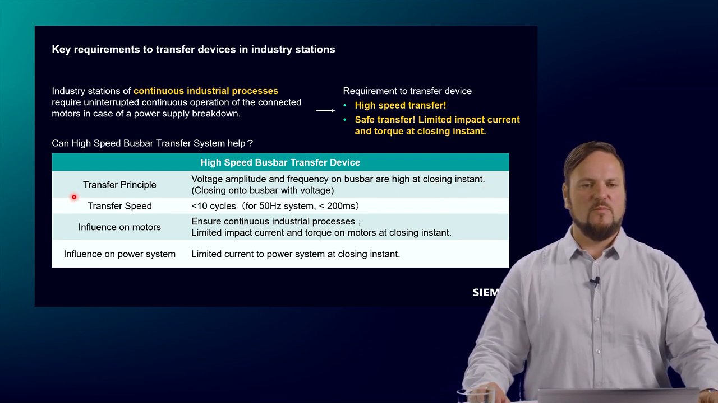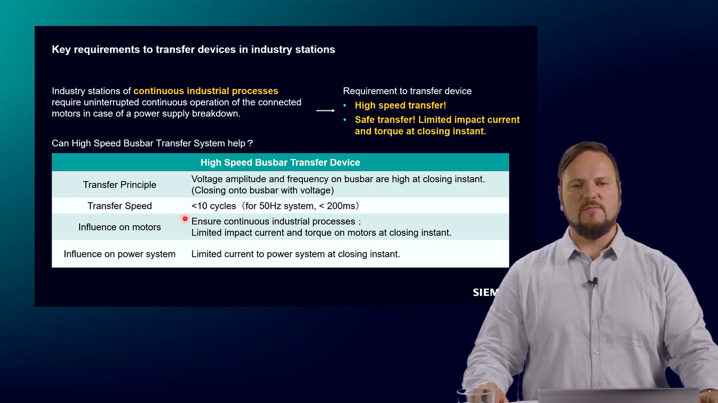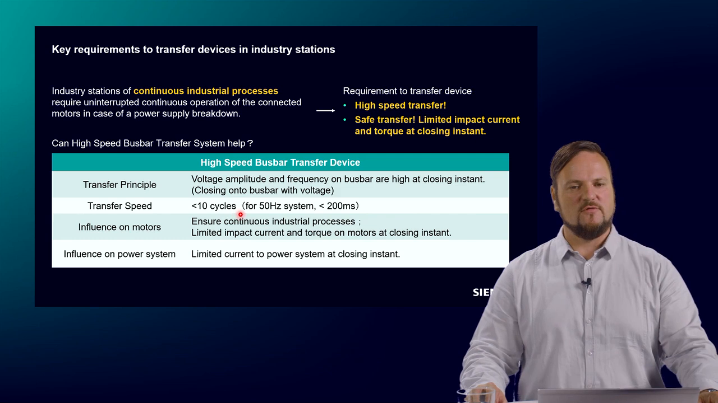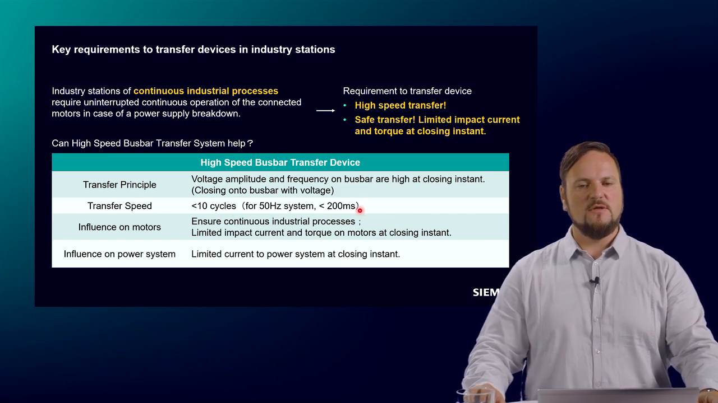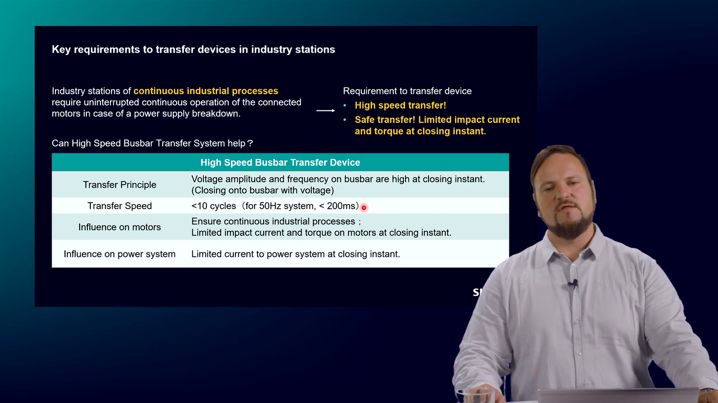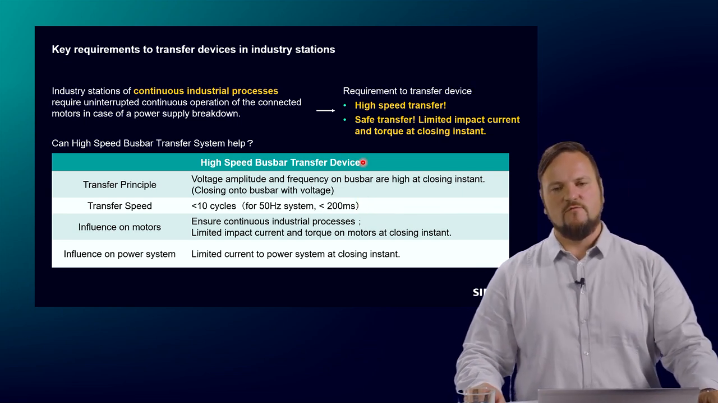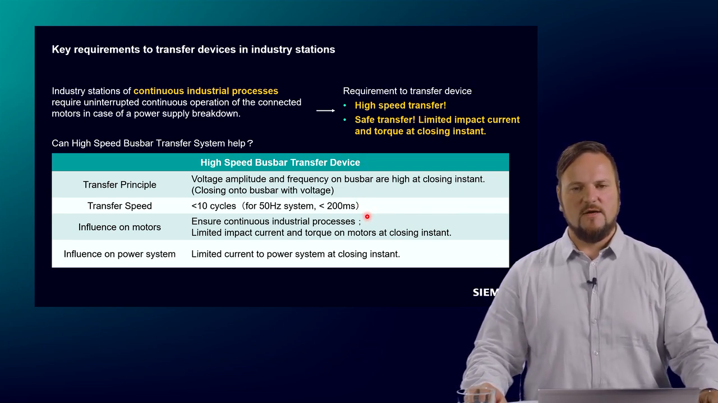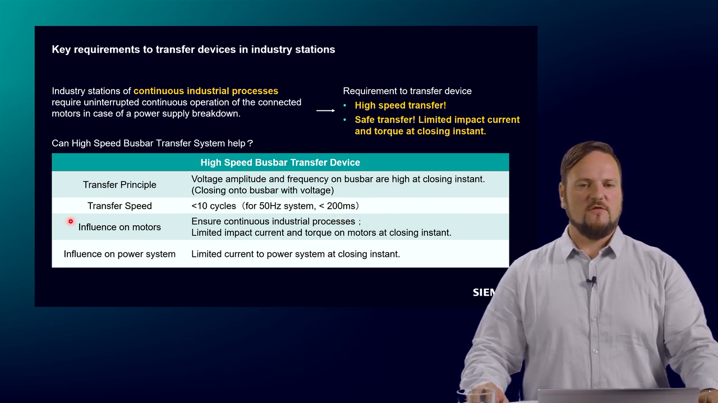So that means we need to be faster. Of course, we need to be faster, within fewer cycles, fewer periods. In total, the HSBT system needs to be faster than 200 milliseconds to fulfill this requirement, and this includes the breaker time. The influence on the motor should be small.